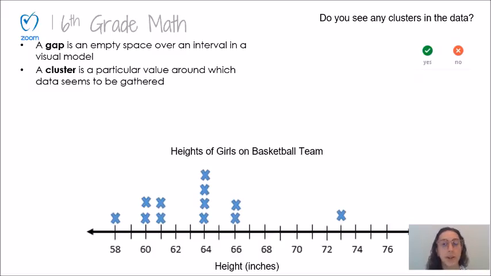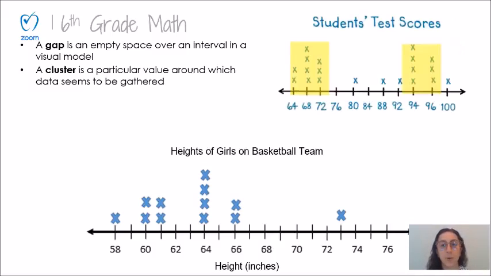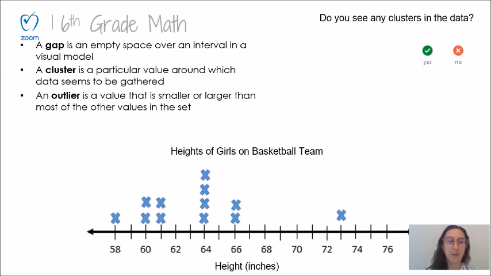So I'm going to show you another example of a data set where there would be clusters. And that's what you see in the top right corner that says students' test scores. As you can see there are two areas where there are large concentrations of data, between 64 and 72, and between 94 and 96. The next term is an outlier. An outlier is a value that is smaller or larger than most of the other values in the set.